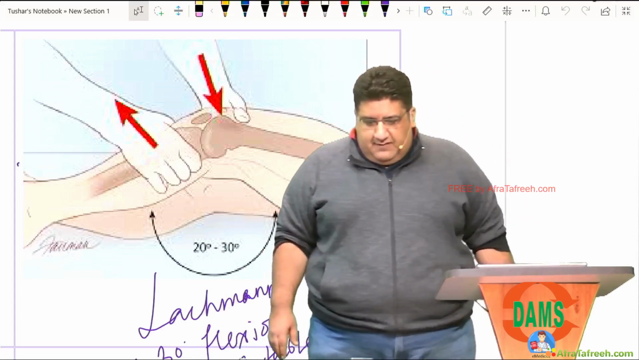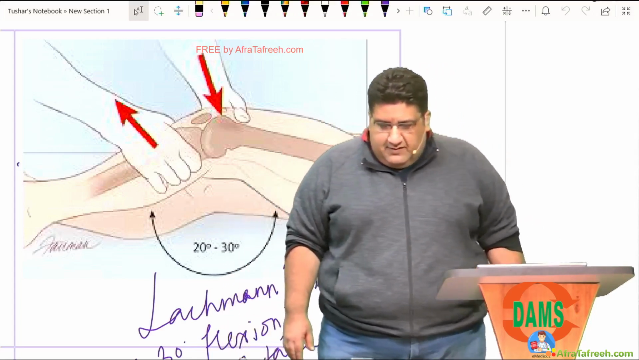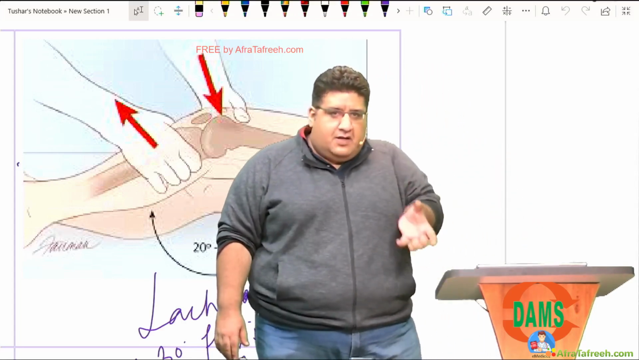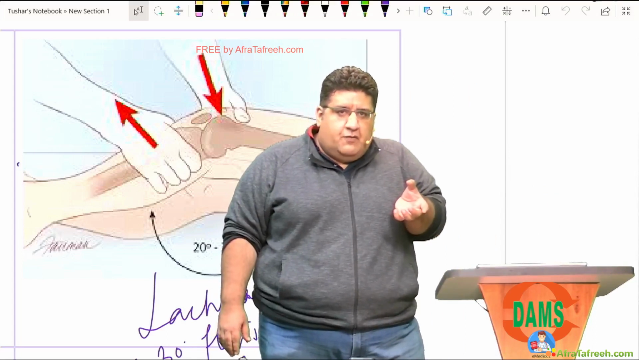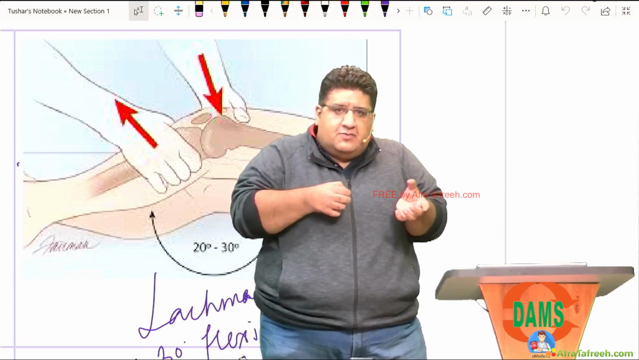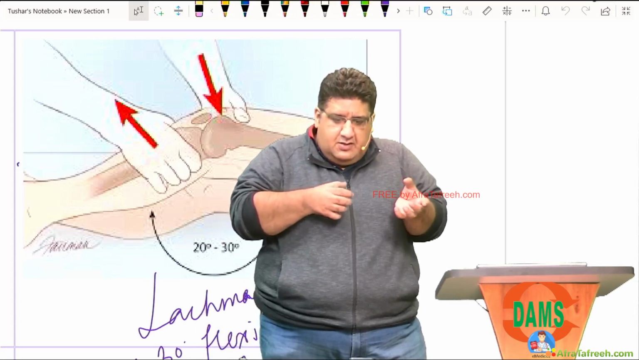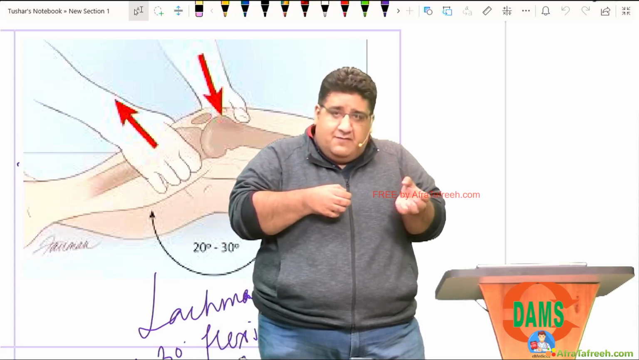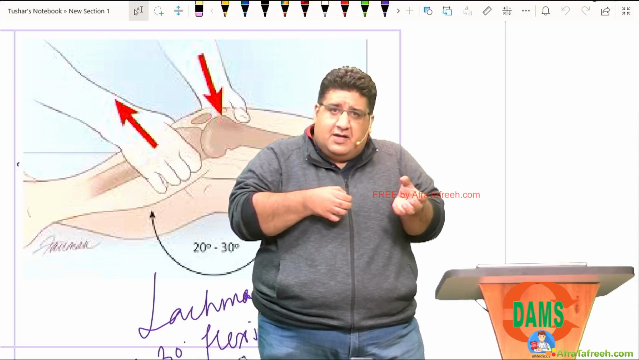With your left hand, listen to me, let's hold the distal thigh. With your right hand, let's hold the proximal leg. Distal thigh, proximal leg, okay? Left hand, distal thigh; right hand, proximal leg.